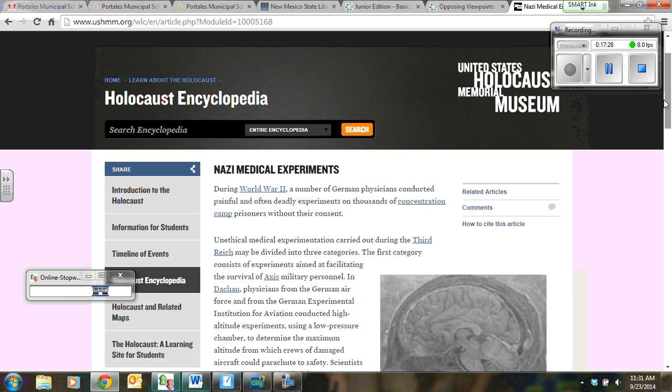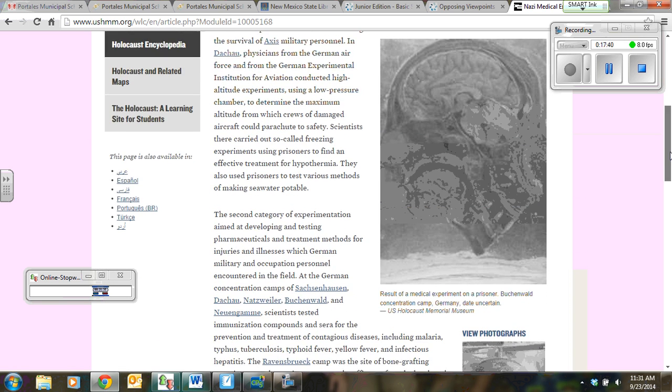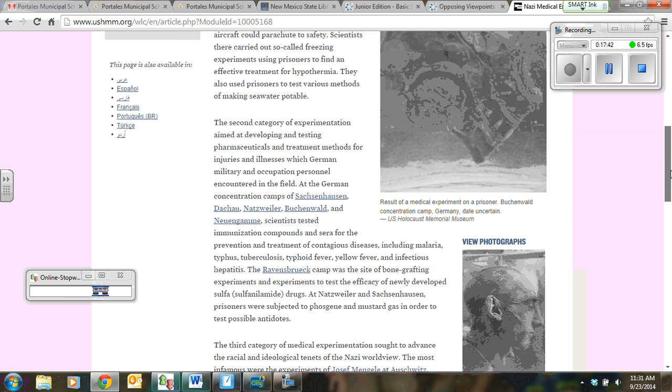Holocaust medical experience. Keep a note, keep a journal, and keep track of the things that work better for you or things that don't work. And as you're reading and doing research and you come across things like names or concentration camps, so down here, at the German concentration camps of Sachsenhausen, Dachau, Natzweiler, Buchenwald, and Neuengamme, scientists tested immunization compounds. So now I have specifics. Remember we were talking about what the specific concentration camps were.